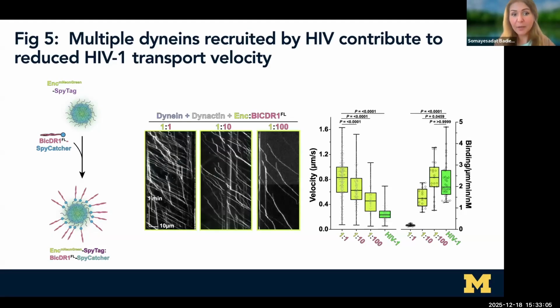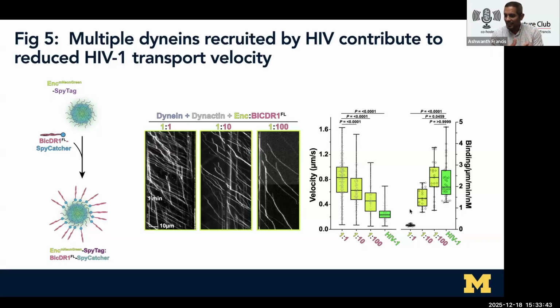As you can see here, when I increase the number of BICDR1 per encapsulin, very clearly I see a huge reduction in the velocity of the encapsulin. That can sort of correlate with what I have seen with HIV-1. Although HIV-1 is still way slower, we can say that because a team of dynein is involved, the team of dynein plays some role in the reduced velocity, the slow movement of HIV-1 on the microtubules.